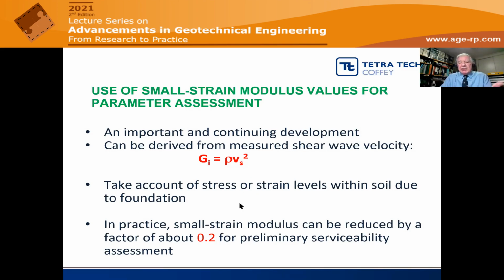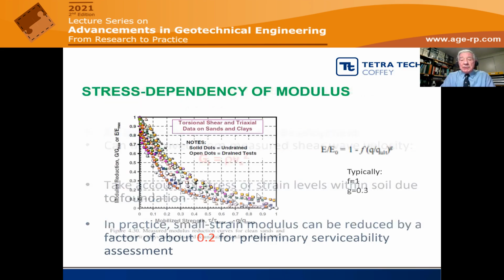And you can get that small strain shear modulus. We often do geophysics these days, so we get shear wave velocity, and that enables us to get a small strain shear modulus. What we've found in practice is that if we reduce that small strain modulus by a factor of about 0.2, so we take 1/5 of that value, then we get a value that is quite reasonable for preliminary serviceability assessments.